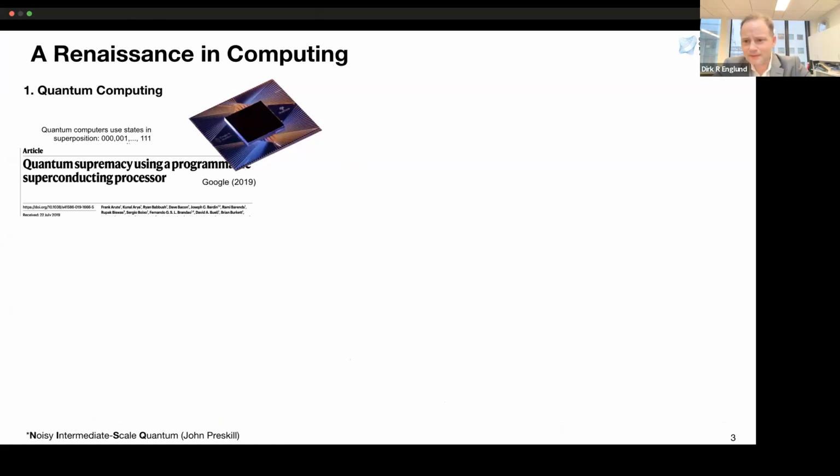I kind of want to set the scene a little bit here in the beginning about why we need this new generation of what I call programmable photonics. The best way I can describe it is that there's a new set of demands on optical systems that's particularly driven by a renaissance in computing. Quantum computing is an example of this.